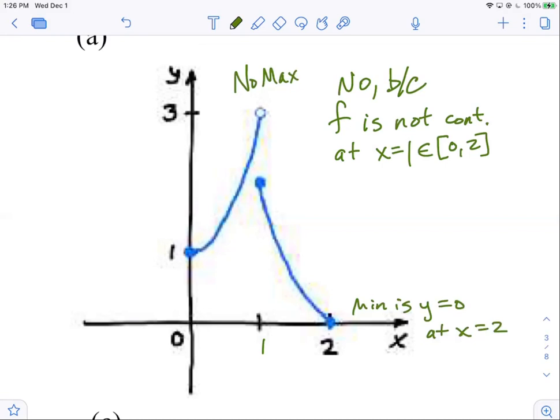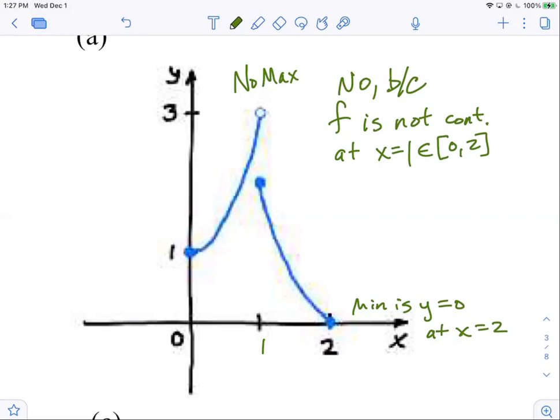F of 1, yeah, it's in the range. Sorry, 1 is in the domain because there's a dot. And what's the value of the derivative there? It does not exist. Why? You're right, because not continuous. Any place where a function is not continuous is not differentiable. So yes, in fact, x equals 1 is a critical value.